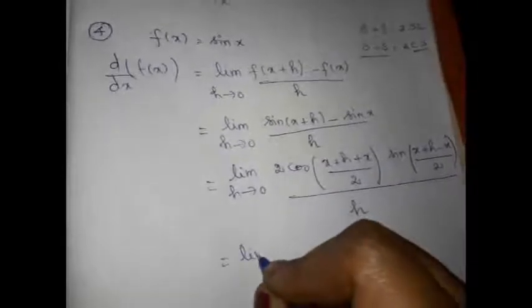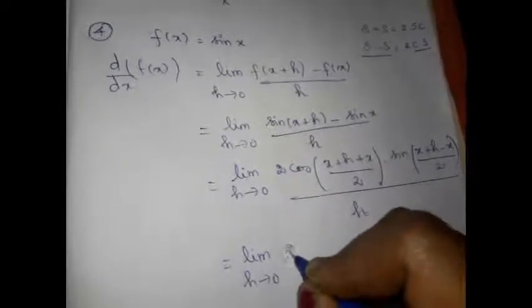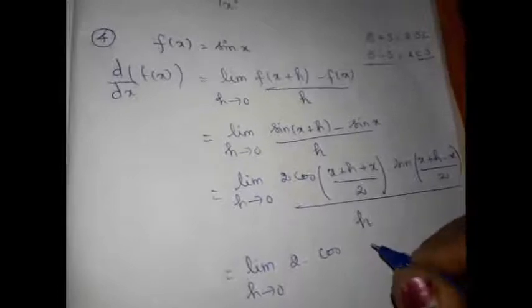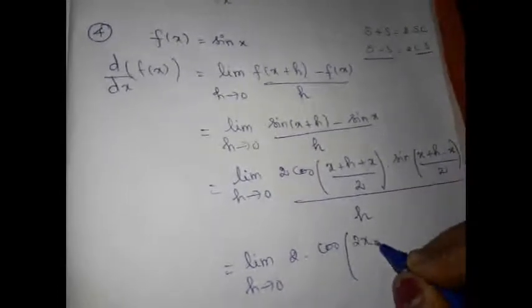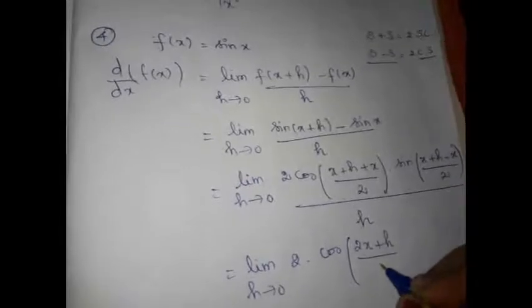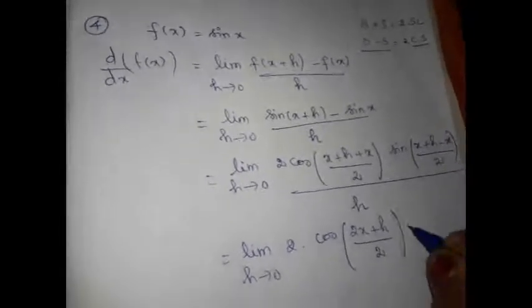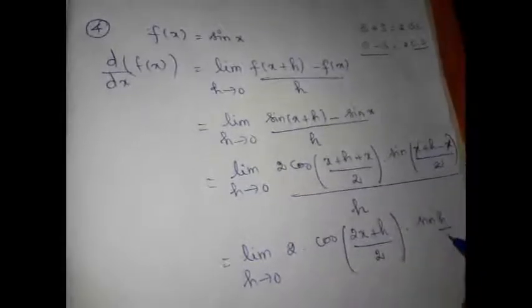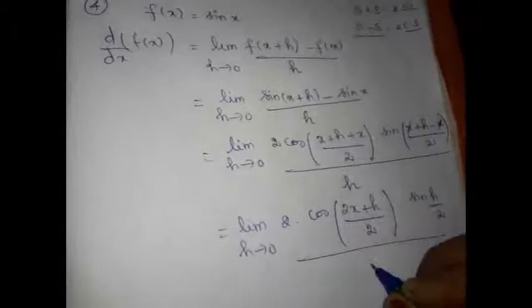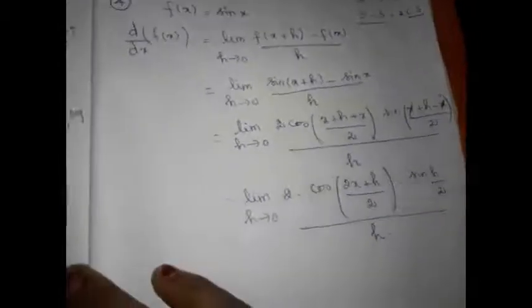Which is nothing but limit h tends to 0 of 2 into cos of (x + x + h)/2, that is (2x + h)/2, into sin of h/2, as x minus x gets cancelled, the whole divided by h.